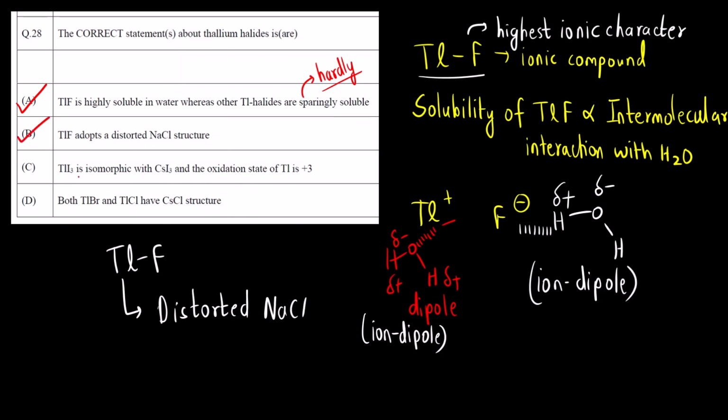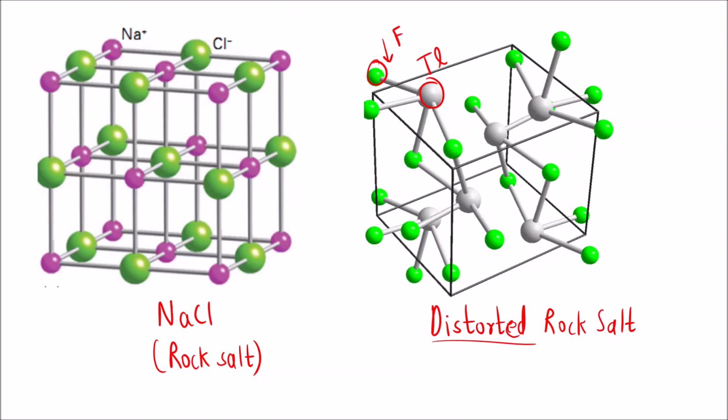Now the third one: TlI3 is isomorphic with CsI3 and the oxidation state of thallium is +3. It is isomorphic, yes. But does it have an oxidation state of +3? No. TlI3 does not exist as Tl3+ and 3 iodide minus. If you're thinking like this and mark C as a correct option, this is incorrect. This is not the correct statement.